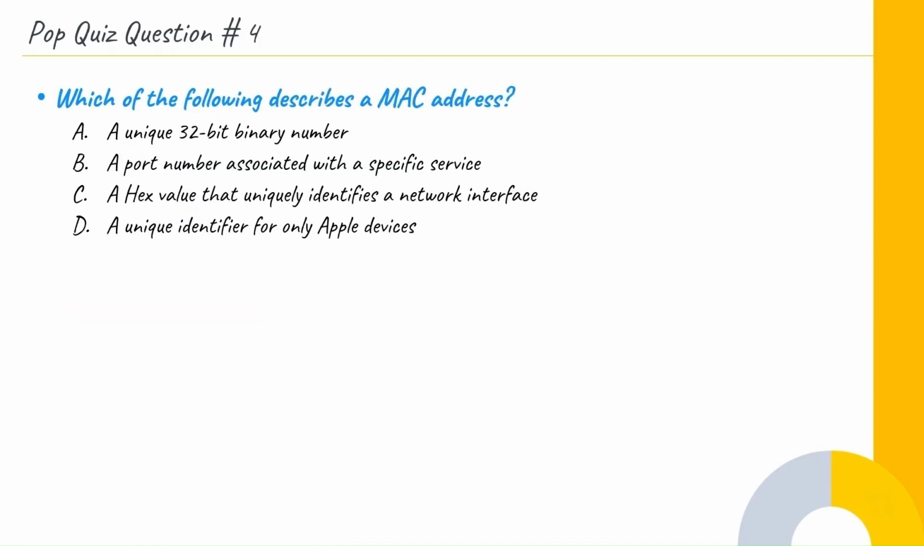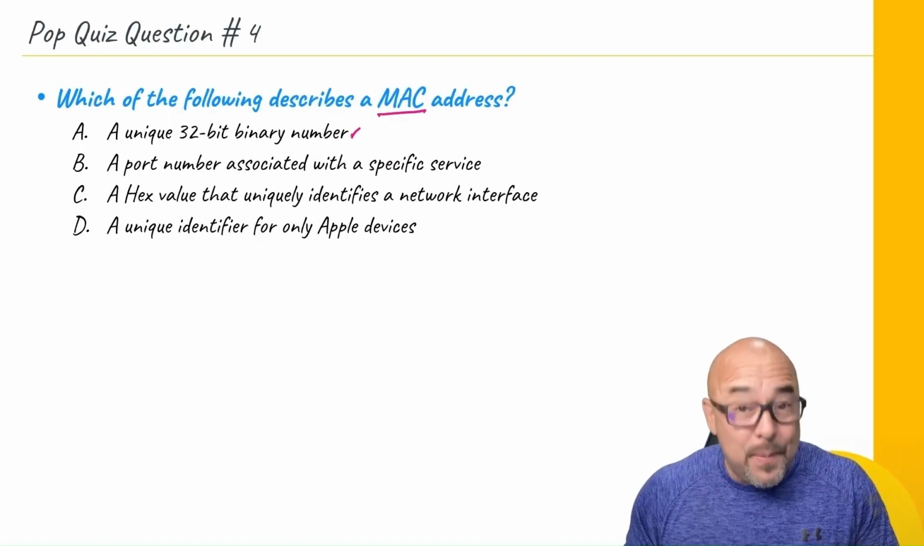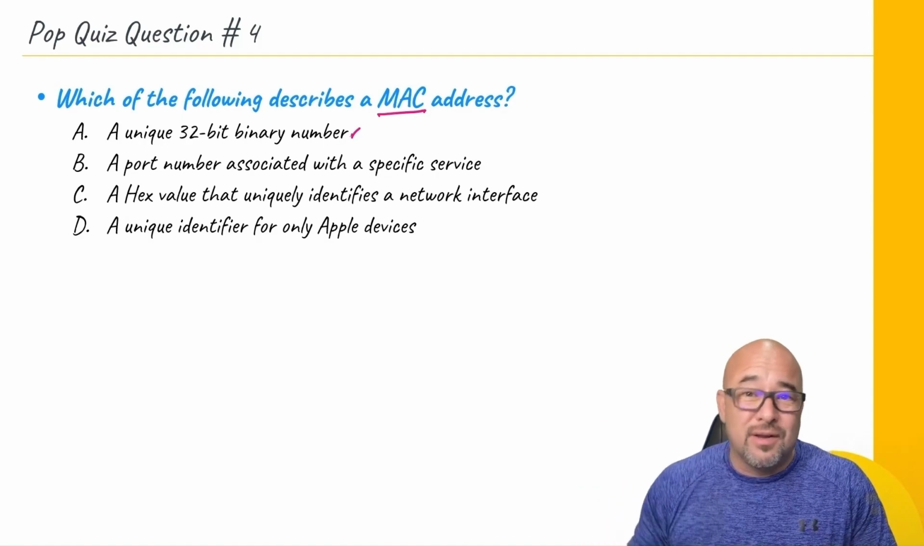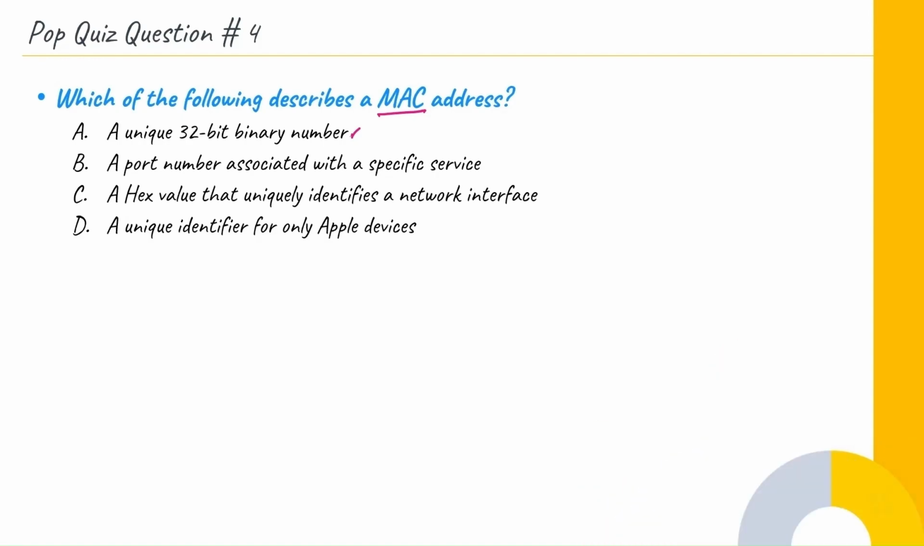All right, pop quiz question number 4. Which of the following describes a MAC address? It's a unique 32-bit binary number. No. There is something else that is a unique 32-bit binary number on a network, and that would be an IP address. Remember, zeros and ones all add up to a certain combination of numbers in decimal. Well, that would be something like an IP address, so that's not correct.